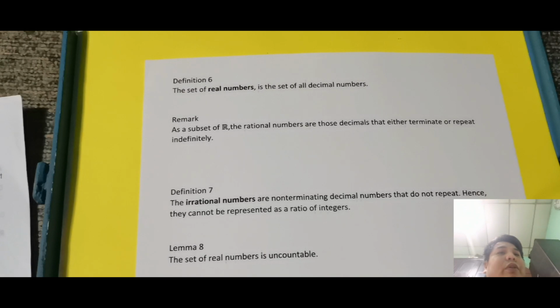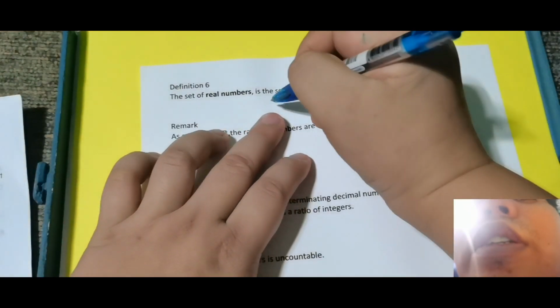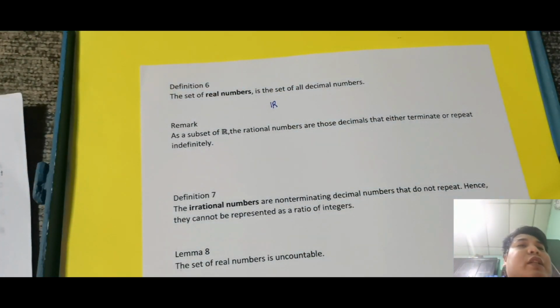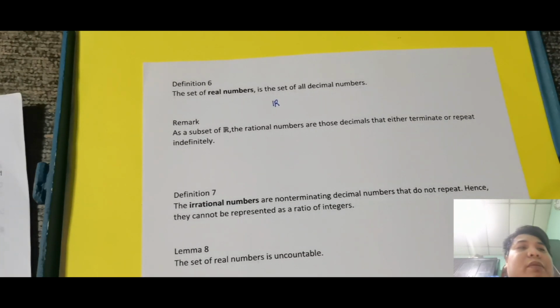So, the set of real numbers is the set of all decimal numbers. Ano yung representation nito? Ito yan, no? This is the set of real numbers. Pero sabi niya, it is the set of all decimal numbers. So, tama naman. Bakit, sir? Meron kasi mga decimal na kaya nating gawing fraction, which is rational number. Tama, yun nga yung sabi na.